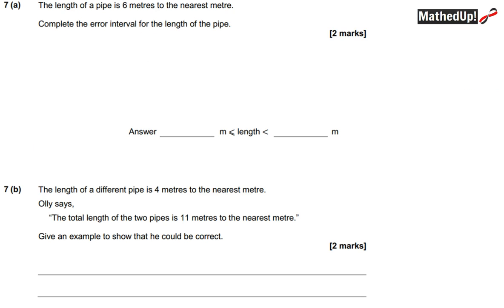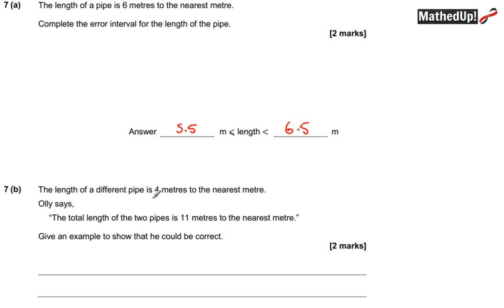Okay, question 7. The length of a pipe is 6 meters to the nearest meter. We need to complete the error interval for the length of the pipe. So if it's 6 meters to the nearest meter, that means that it has to be greater than or equal to 5.5 meters, but less than 6.5 meters. Anything between this range would round to 6 meters to the nearest meter.